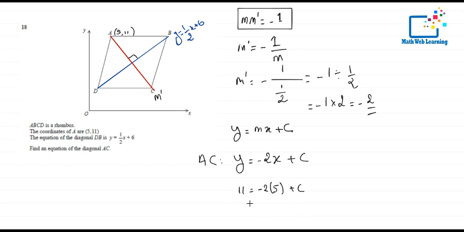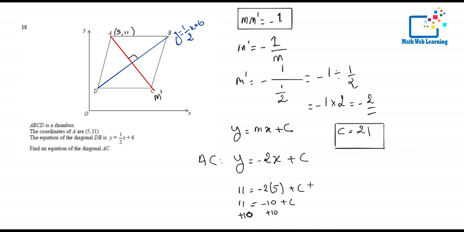All right, so let's do some more calculation. Minus 2 times 5 is minus 10 plus C. You add the 10 to both sides. So basically, if I jump back up here, C is equal to 21. That is the value of the intercept.